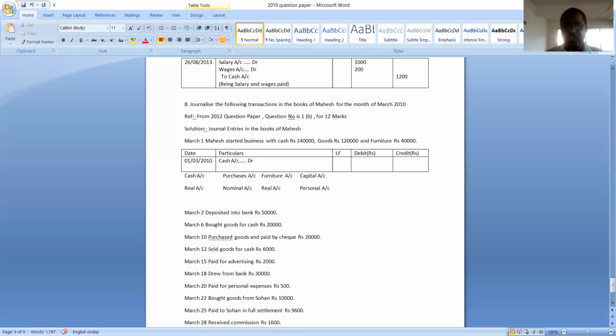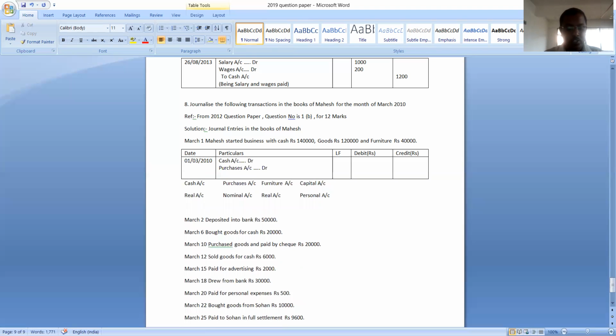What is purchases? It is a nominal account. Expenses it is, right? So what is the rule of nominal account? Debit all expenses and losses. So since purchases are expenses, even purchases account should be debited. So purchases account debit.